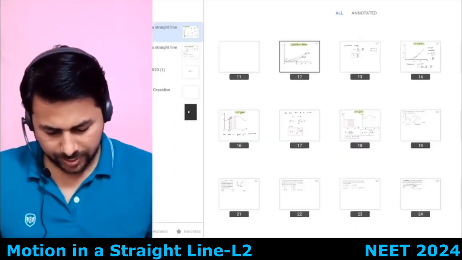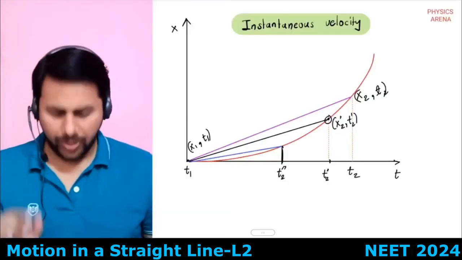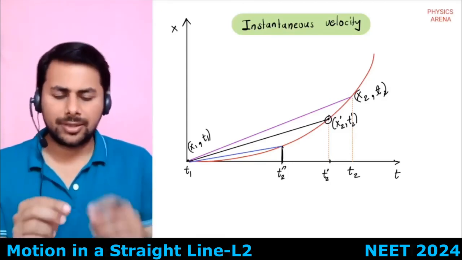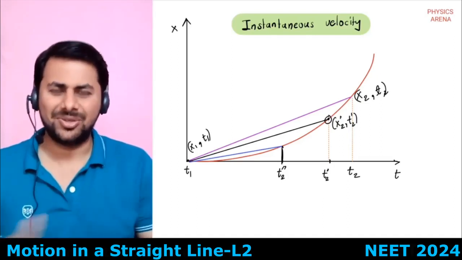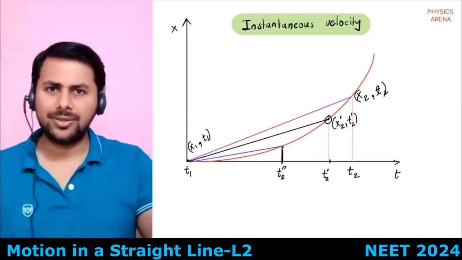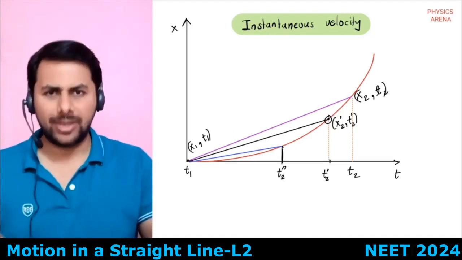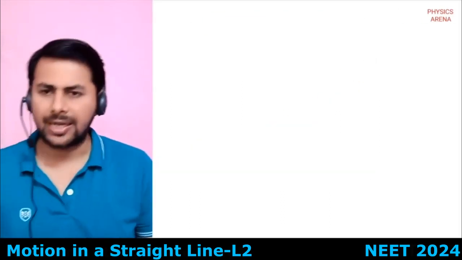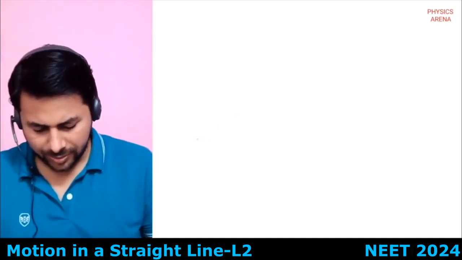So if the points are very close, t1 and t2 are very close, so close that you cannot distinguish between the points, you will have to zoom in 1 lakh times to distinguish between these 2 points. Then what will happen? Then your line whose slope gives you the velocity will be very close to the graph. And what does that very close mean? It means that it will be tangential to the graph.